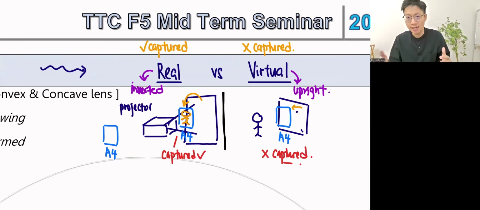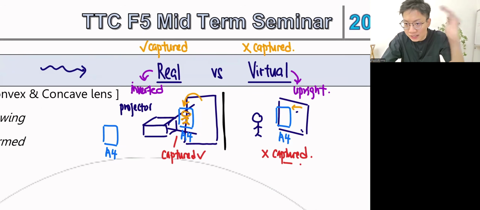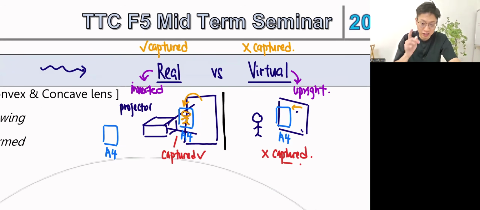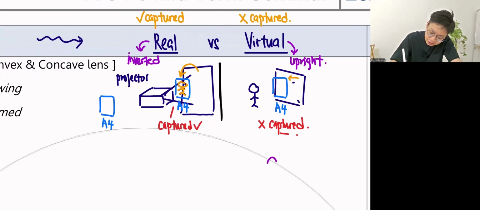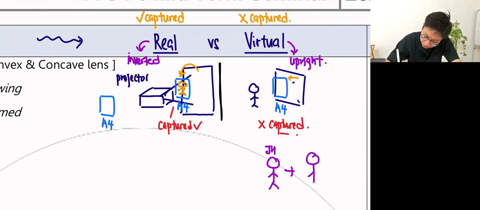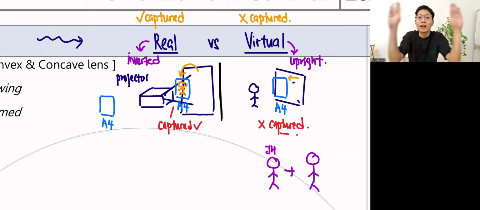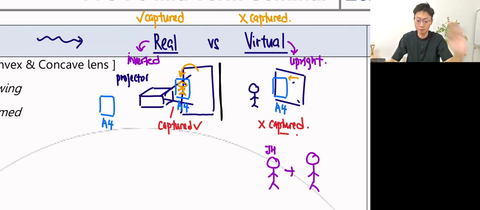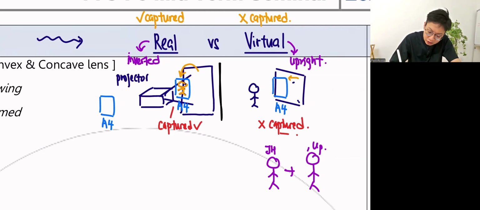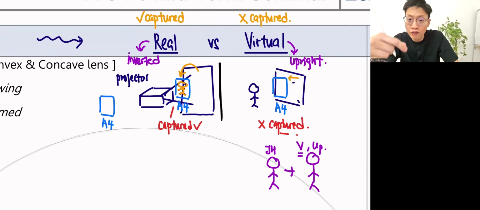Now, you will see, guys, 99.9999999% of the images that you see, let's say, for example, if now this is Jung Hao, if I form an image which is upright, upright means, guys, if my hand is like that, the image formed must be like that. So this is called an upright image. Why? Because it is not the upside-down one. So usually, if it's an upright image, it is a virtual image. So virtual always goes with upright image.